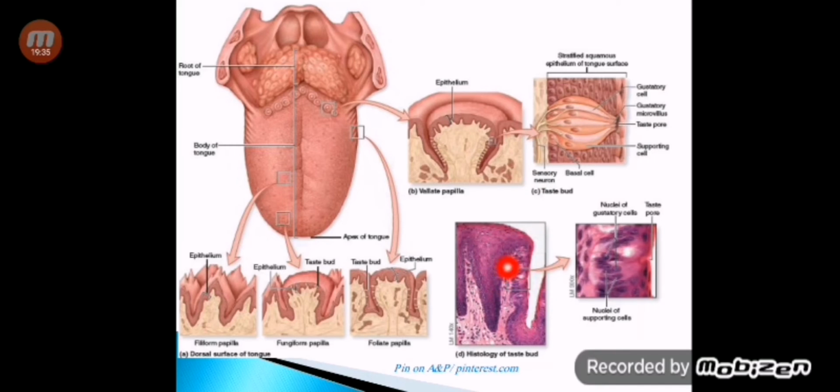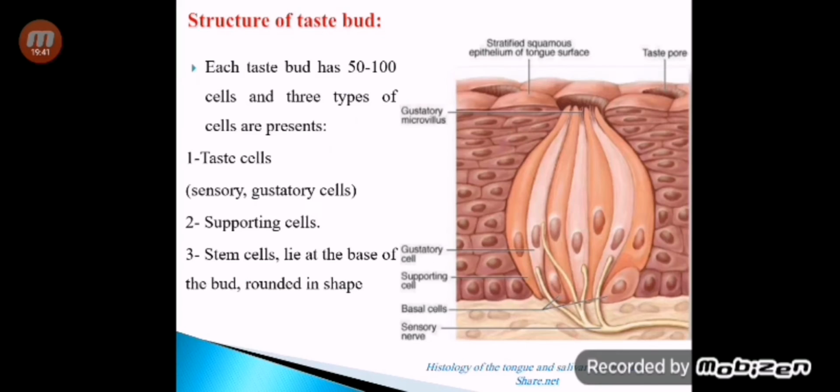This slide shows the lateral side of the foliate papillae and the histological appearance of the taste bud. The structure of the taste bud. Each taste bud has 50 to 100 cells. There are 3 cell types. Number 1, taste cell. Number 2, supporting cell. And number 3, stem cell.